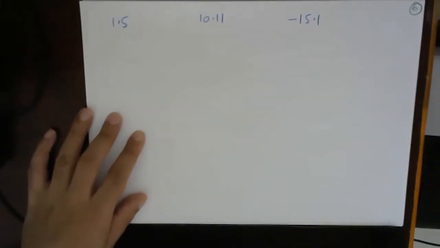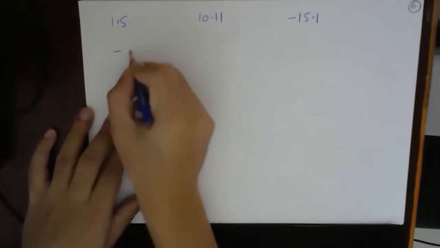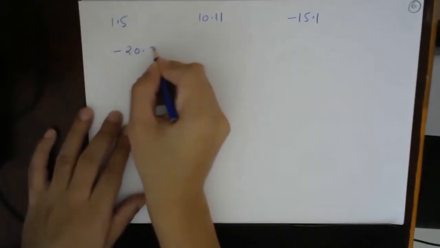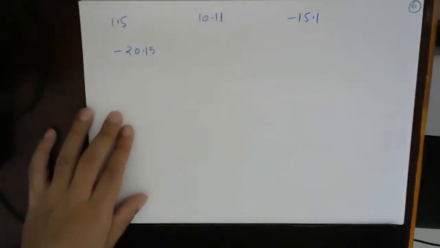No, no, Nandita, not minus 15. What we will get? Minus 16. Minus 16. Yes, if you remember, Nandita. Yes, very good. Let's take one more example. Minus 20.15. What is the integral part? Minus 21. Minus 21. Right, minus 21. Very good.